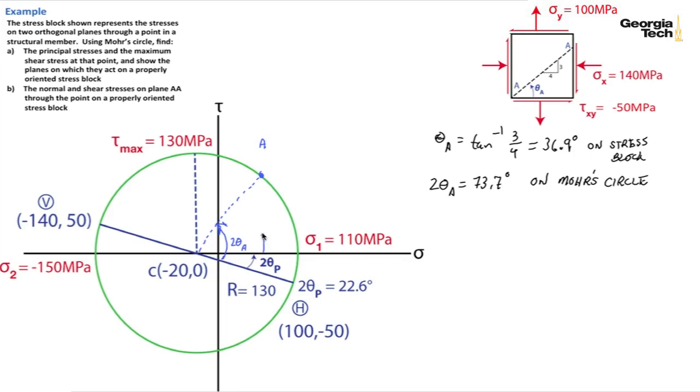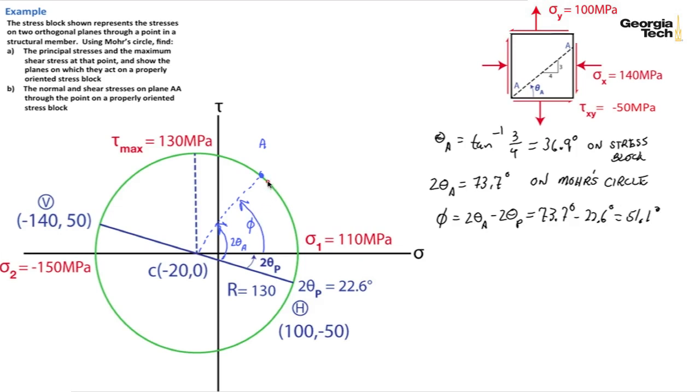We also, let's look at this angle here, which is phi. I'll call it phi. And so we have phi, which is equal to 2 theta sub A minus 2 theta sub P, or 73.7 degrees minus, if you recall back from last lesson, 2 theta sub P was 22.6 degrees. And so phi ends up being 51.1 degrees. And so this angle phi is 51.1 degrees.